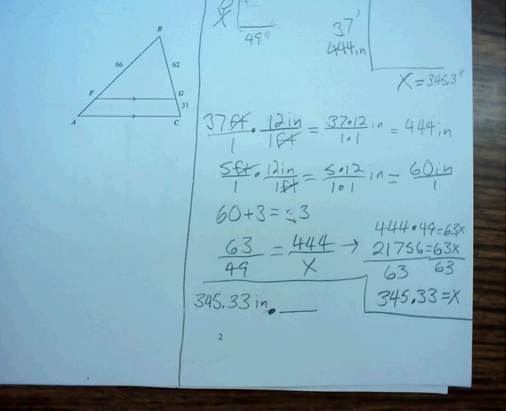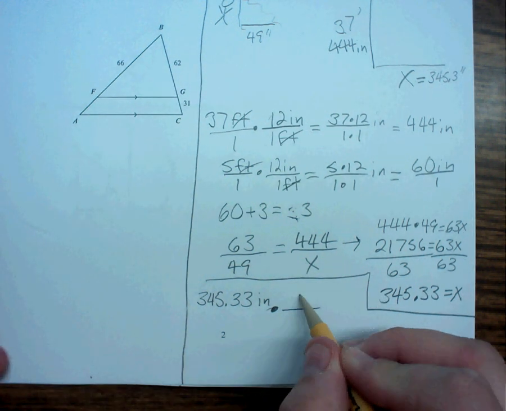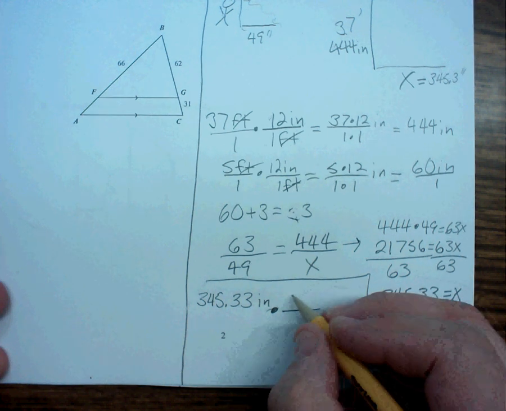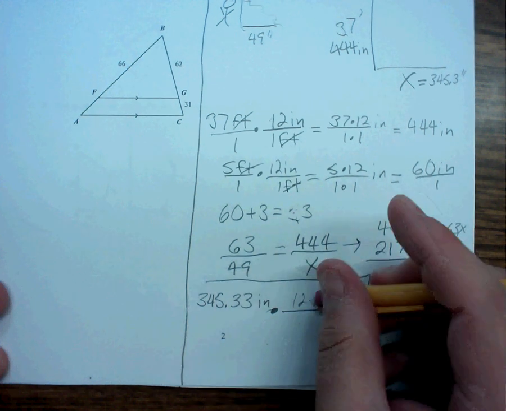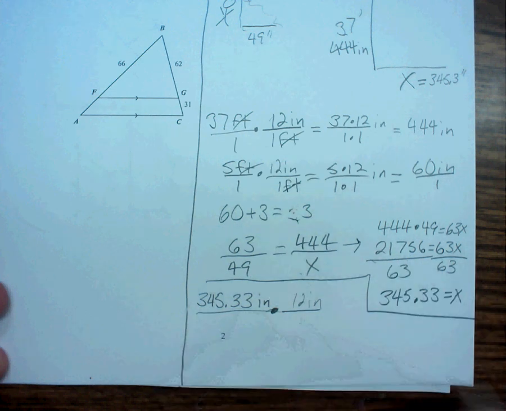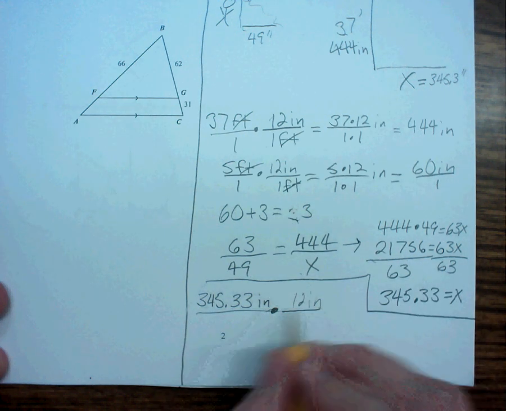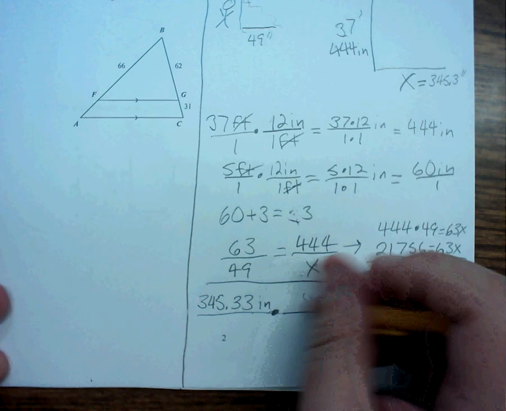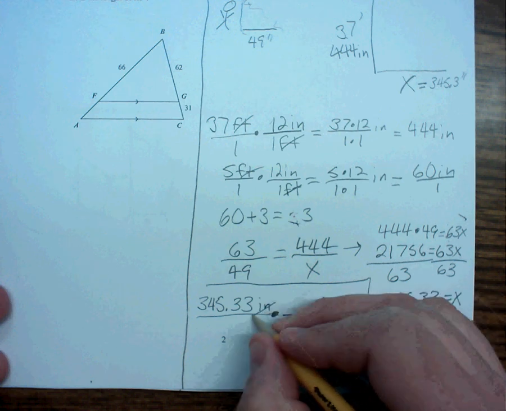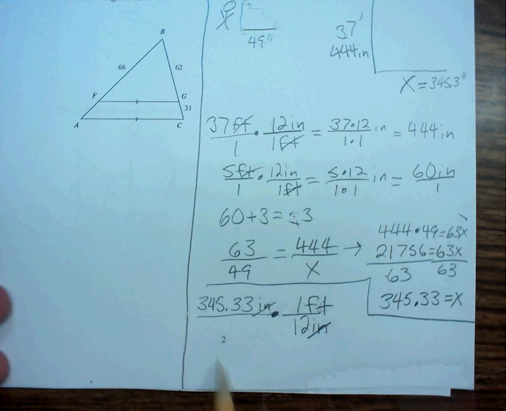Now, how many inches are in a foot? 12. Do I put 12 inches on top or 12 inches on bottom? Can we cross out the inches that way? So he says, put them on top, because I'm converting to feet. If I put it on top, can I cross cancel the inches? No, I'll have inches squared. Inches times inches is inches squared. But if I put it on the bottom, I can cross cancel, and I'm left with feet. So that's how I convert it.